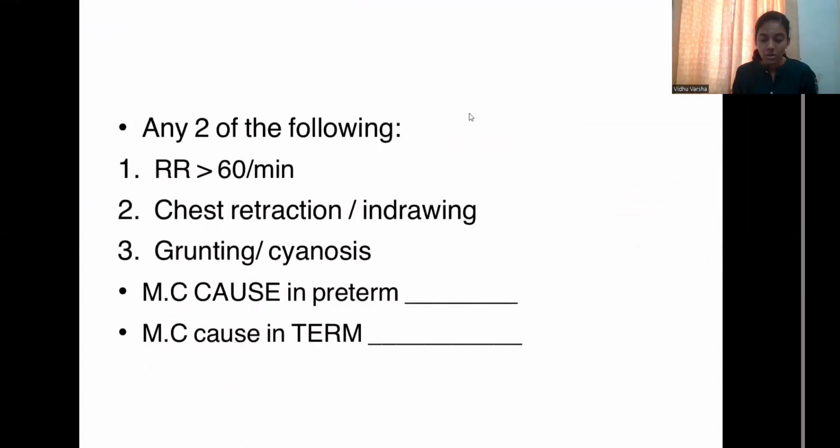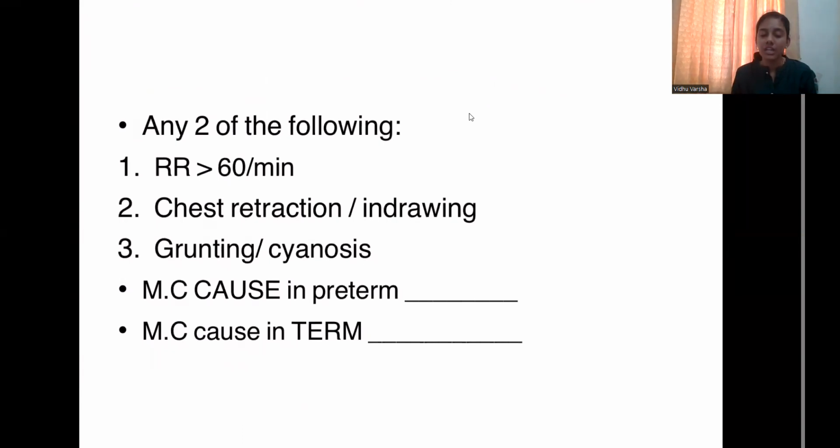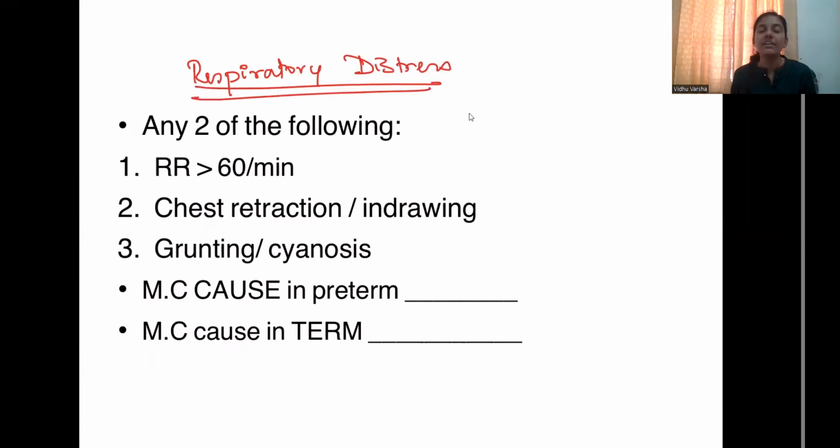So when do you call a child to have respiratory distress? When any of these following is present: the child is having a respiratory rate of more than 60 per minute, or chest retraction or indrawing, or grunting or cyanosis, then you call the child to have respiratory distress. The most common cause in a preterm child with respiratory distress is RDS, that is respiratory distress syndrome. In a term child, it is TTNB, that is transient tachypnea of newborn.